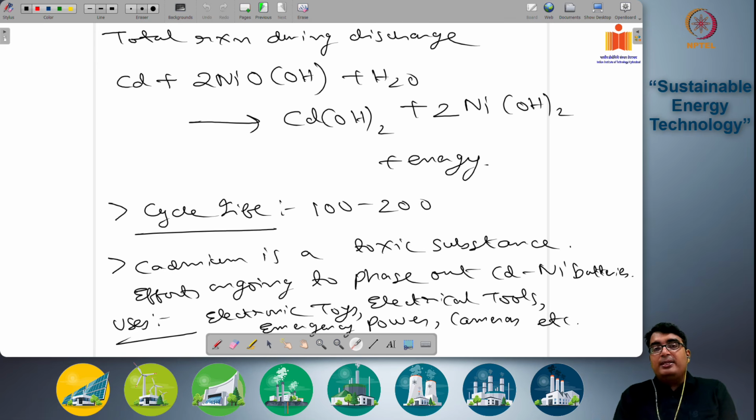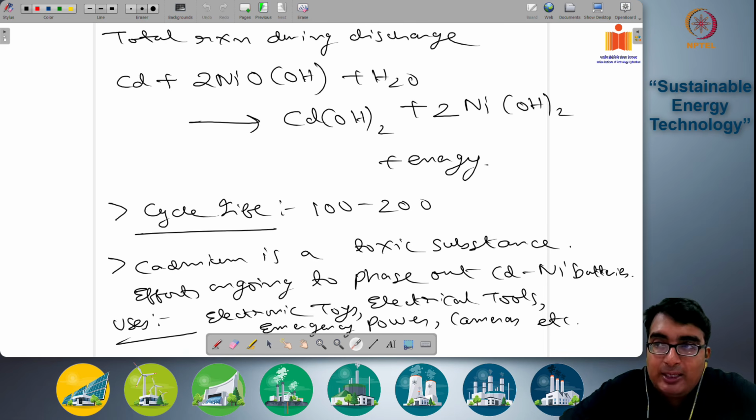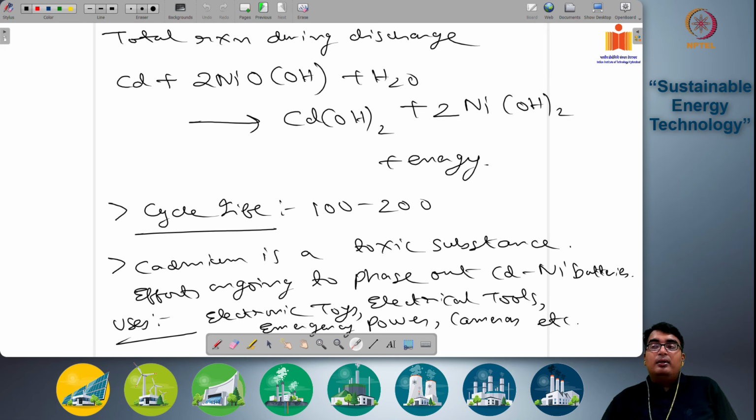Another problem is that cadmium is a toxic substance and efforts are ongoing to phase out the nickel cadmium batteries. So cadmium is also extremely toxic to human health. So we are trying to replace cadmium with something more environmentally friendly that has lower sustainability issues. Okay. These are used in electronic toys, electrical tools, emergency power, cameras, etc. So primarily household user equipment is powered by this kind of nickel cadmium battery.